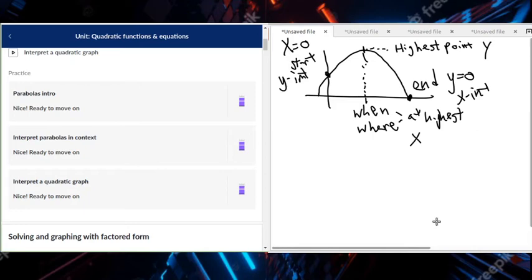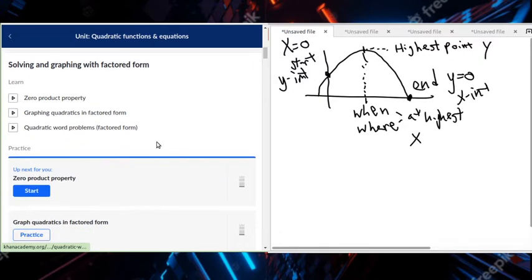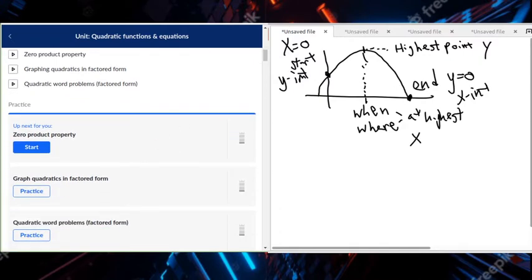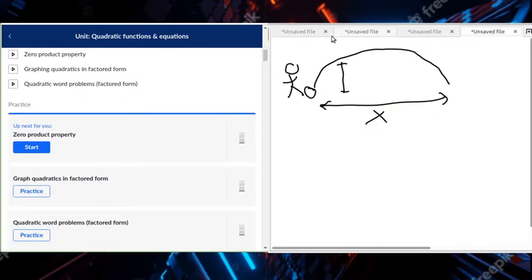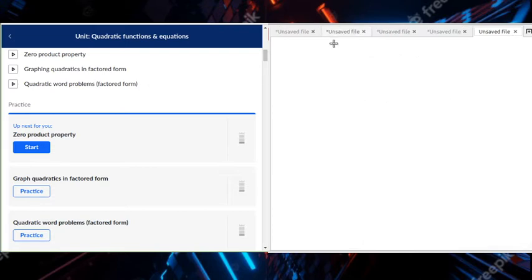Okay, so we are going through this unit on quadratic functions and equations in algebra to help my students go through that. Let me go ahead and make a new thing to write on here.